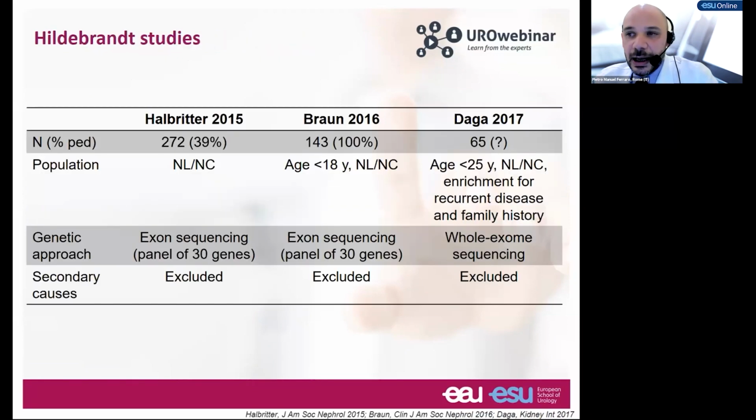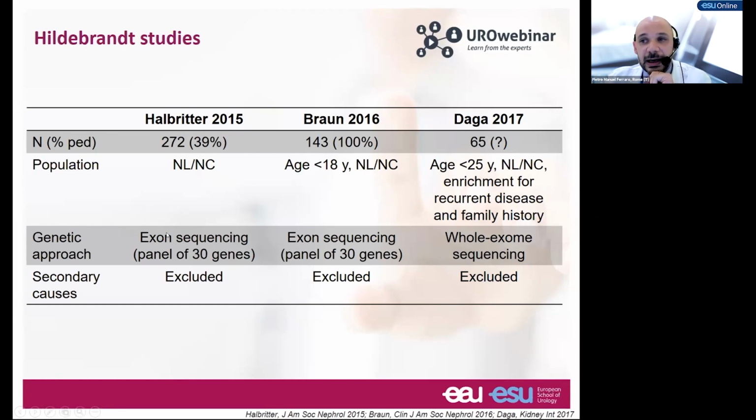But I'm more interested in showing some data regarding the actual prevalence of these conditions. There have been a number of studies recently, all performed by the group of Professor Hildebrand, that tackled this condition. These studies were published between 2015 and 2017. As you can see, they are slightly different between each other in terms of the amount of pediatric patients included. The population generally included patients with either nephrolithiasis or nephrocalcinosis or a combination of both.